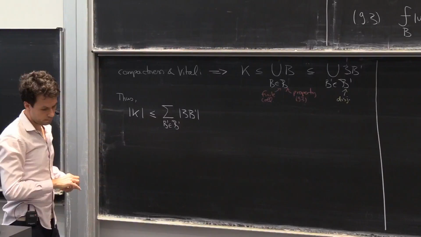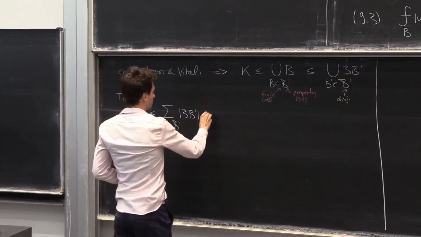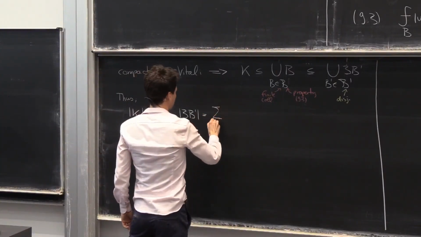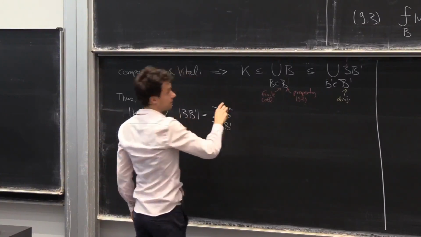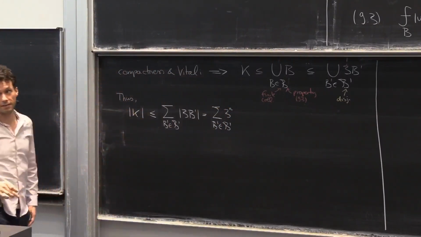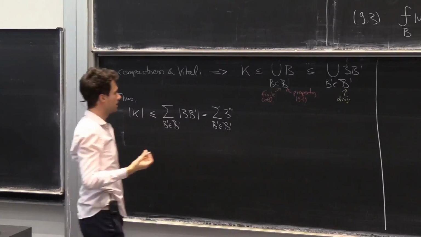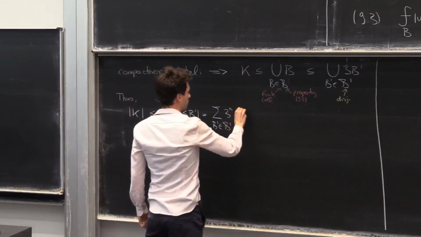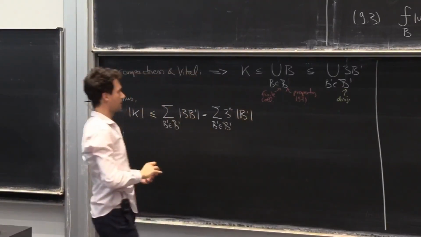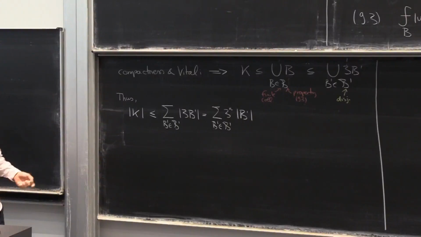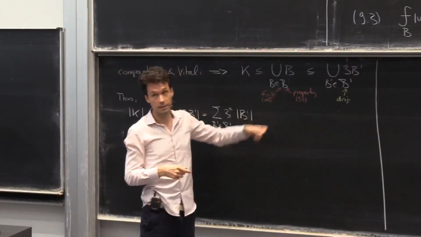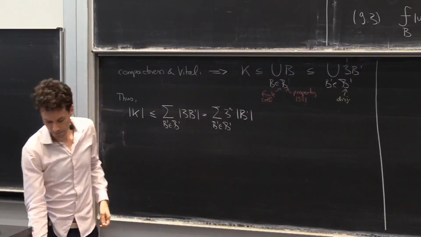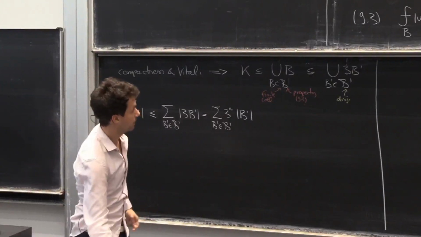Now, the measure of 3 times B prime, this is 3 to the n. Now that's a good sign, because now the 3 to the n is showing up in the estimate already, times the measure of B prime. Now B prime is a member in particular of B, so B prime has the property 9.3.